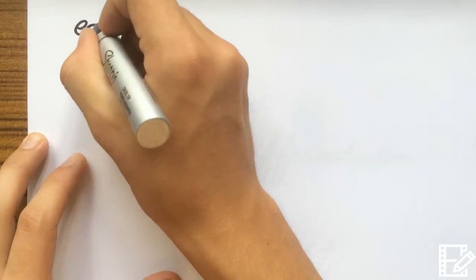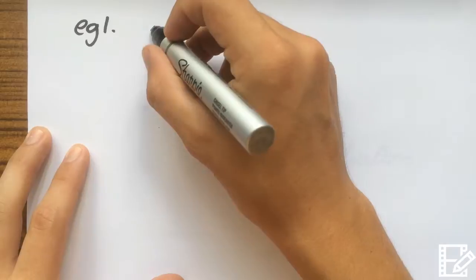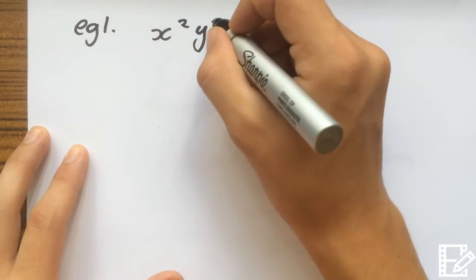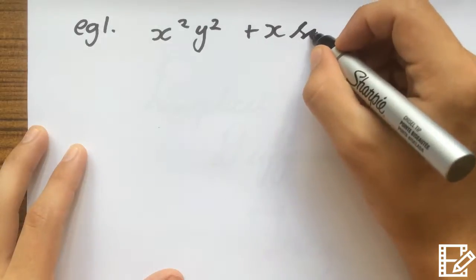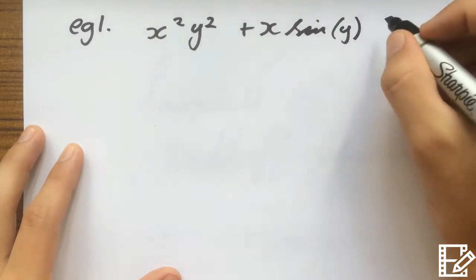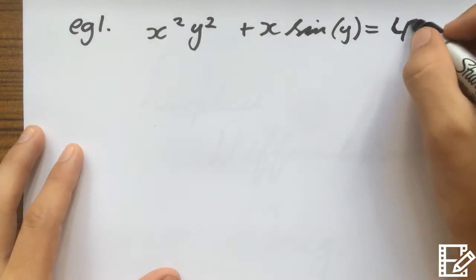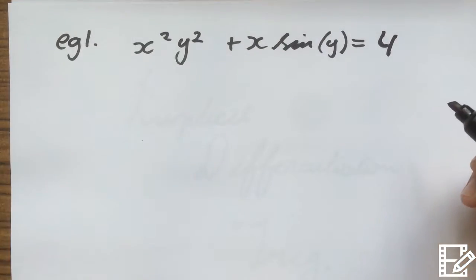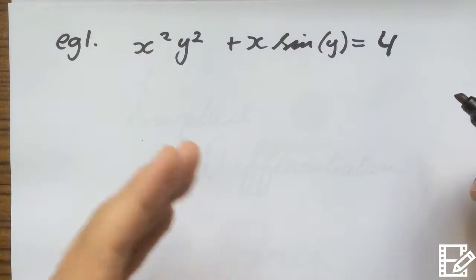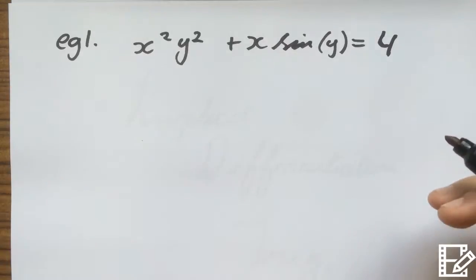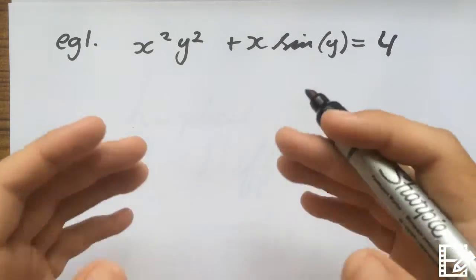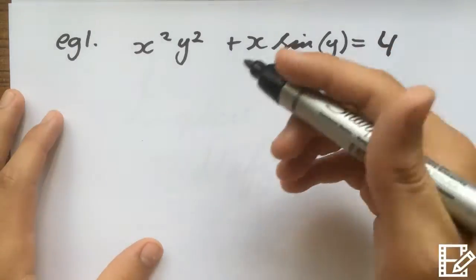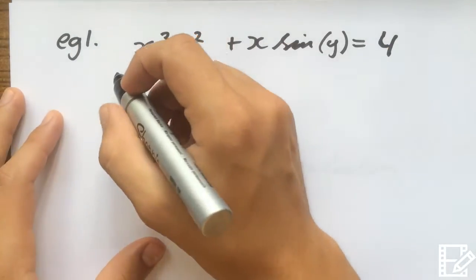So we have our first example, x squared multiplied by y squared plus x multiplied by sine y equals 4. Keep in mind I'm not going to be teaching all these derivative techniques. I'm going to be explaining them a little bit, but this isn't a video on teaching you derivatives. It's teaching you how to implicitly derive, or implicit differentiation.